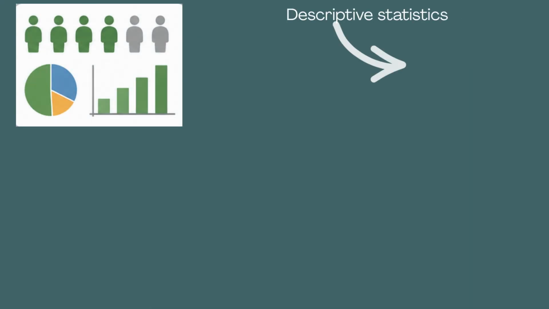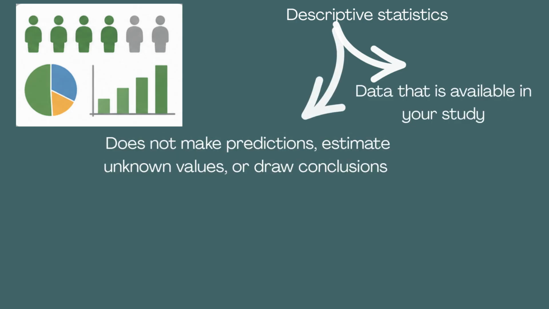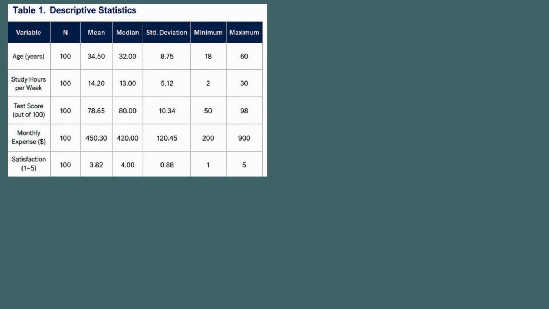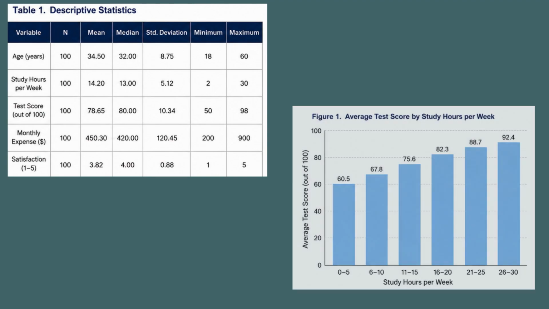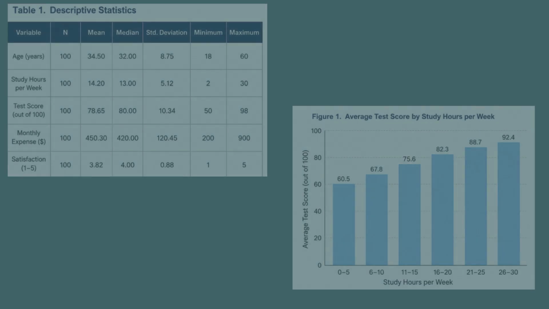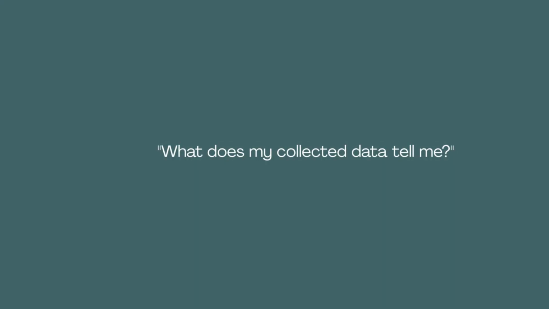Descriptive statistics only works with the data that is available in your study. It does not make predictions, estimate unknown values, or draw conclusions about people, organizations, or situations that were not included in your data collection. Instead, it explains what the collected data shows by using numerical summaries, tables, and graphs. In simple words, descriptive statistics answers one question. What does my collected data tell me?